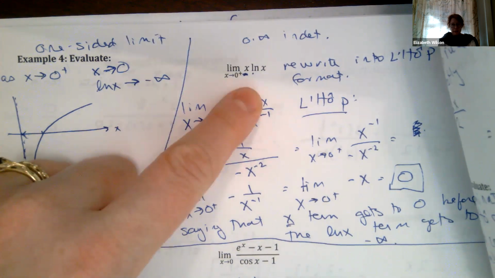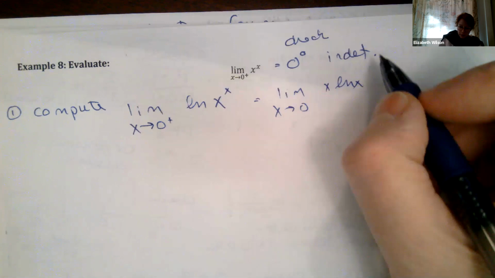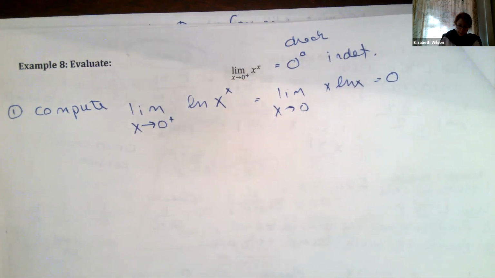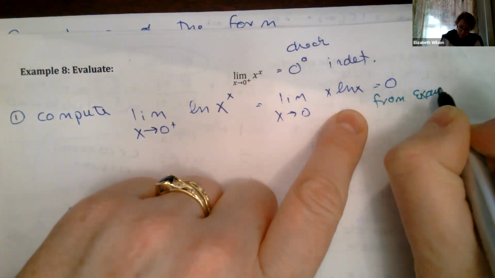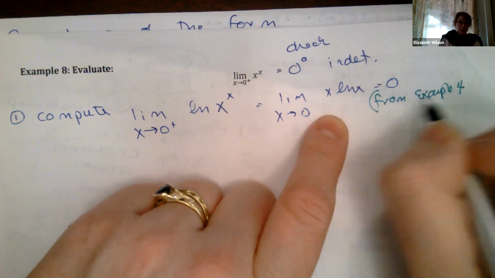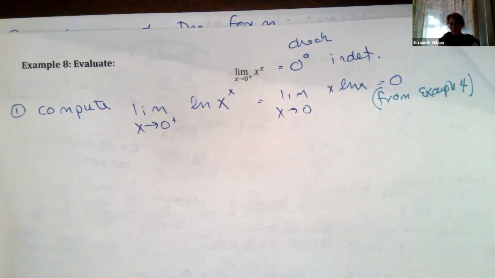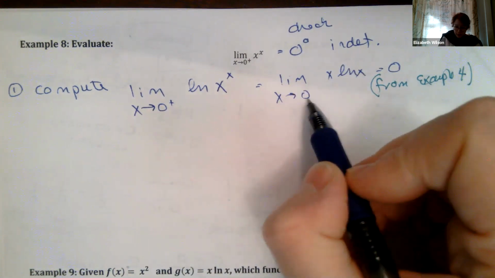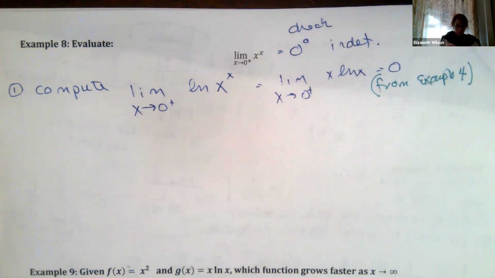If we hadn't already done this, I'd need to do it now and evaluate what it is. So this is equal to 0, and I'll write this is from example 4. We already did it, so I'm not going to go through the whole work on it again. So you can see the work from there. If we hadn't already done it, you'd need to go through and actually process it. All right, so the limit as x goes to 0 of x ln of x is equal to 0. Okay, I'm going to exploit that now.